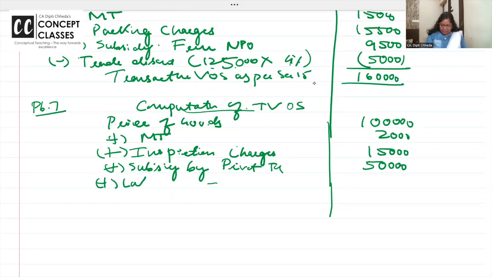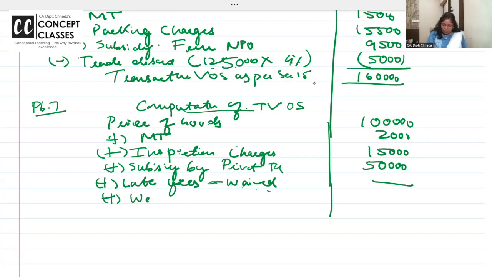Late fee. Write waived and then nothing. Generally, late fees are to be added, but because it is waived, don't do anything. We are not charging it.